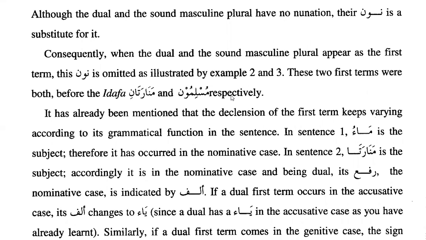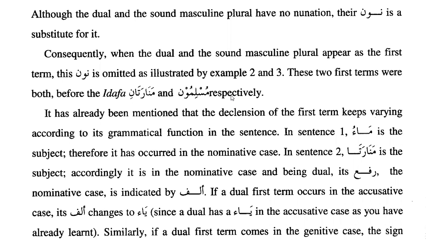In sentence one, ma'u is the subject. Therefore, it has occurred in the nominative case. In sentence two, manarata is the subject. Accordingly, it is in the nominative case, and being dual, it's raf'. The nominative case is indicated by alif.